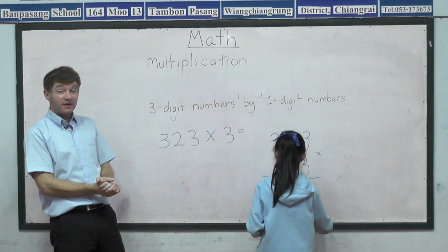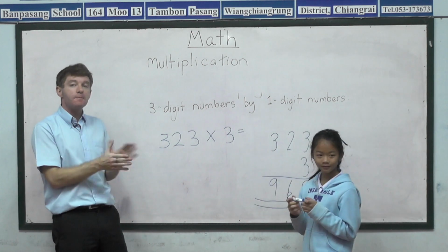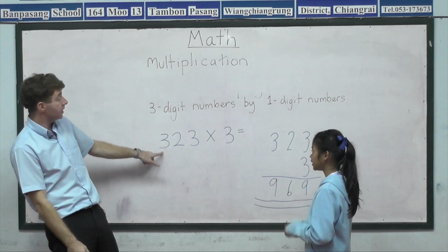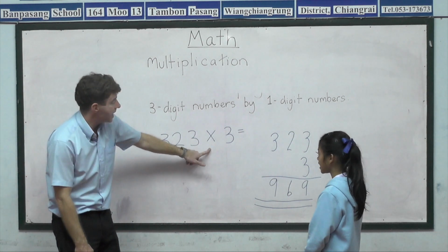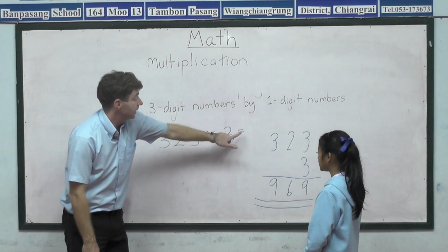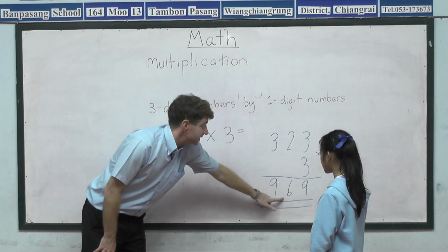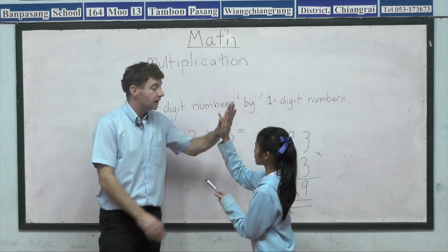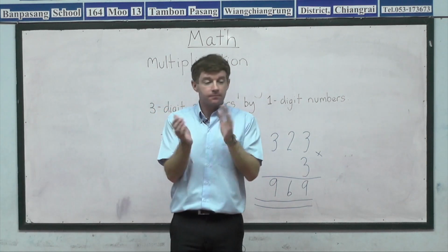Perfect. You see, for this lesson, we're not going to use regrouping. We're just doing simple sums. So 323 times 3 equals 969. Excellent. High five and a round of applause. Okay? Well done.